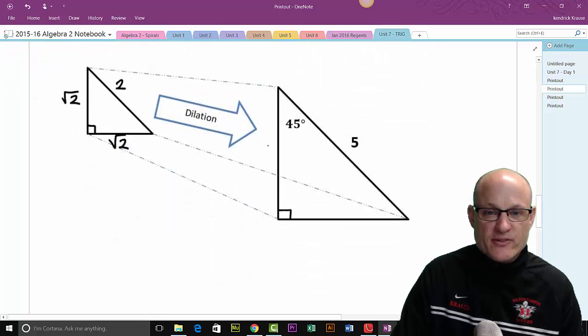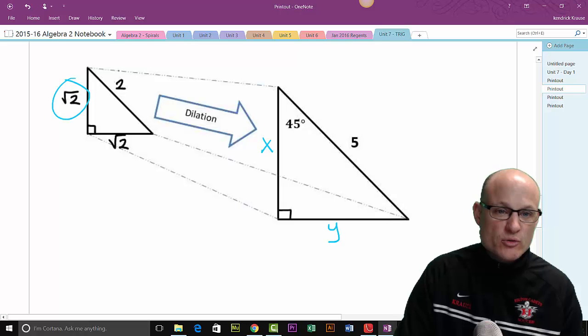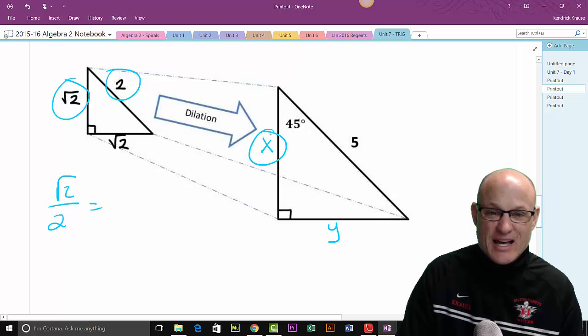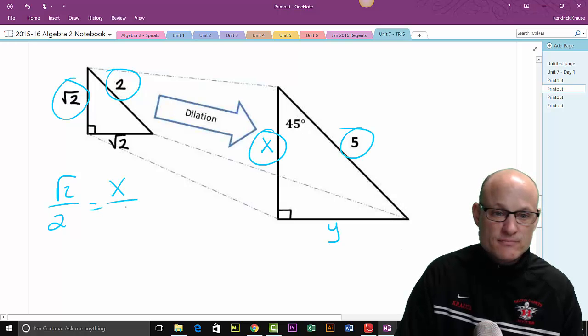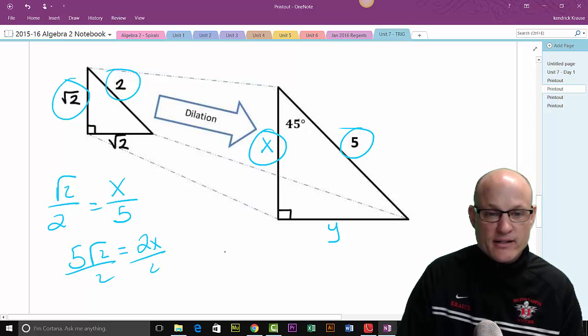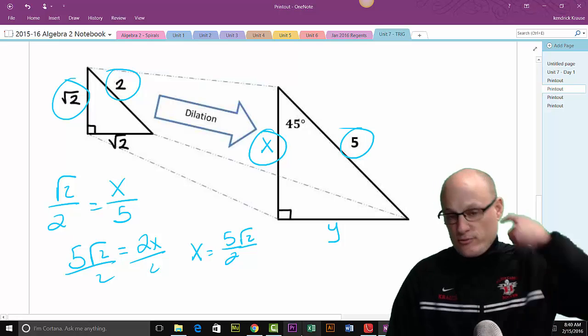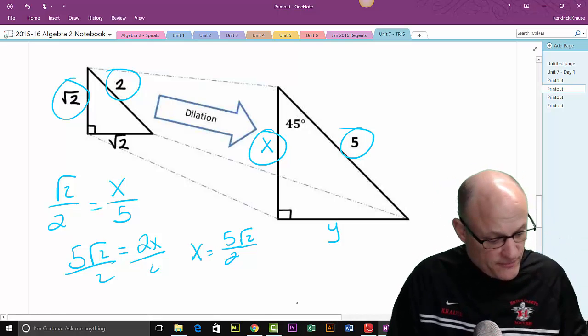Let's say we want to find the side length here, or this side length. Doesn't matter, they're going to be the same. So let's see, square root of 2 over 2 is equal to x over 5. Cross multiply, I get 5 square roots of 2 is equal to 2x, divide by 2. So x is equal to 5 square roots of 2 over 2. That's pretty much all there is to it, kids.